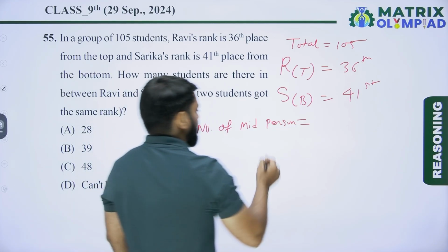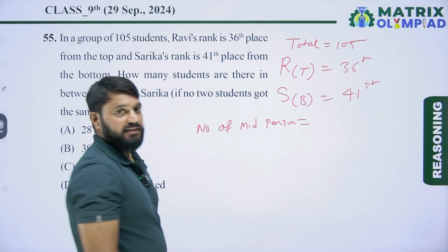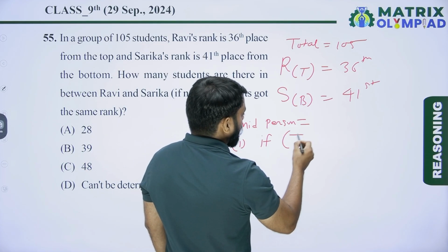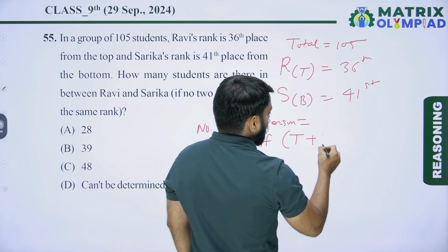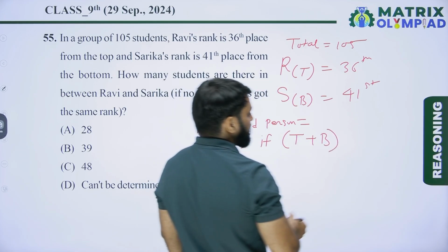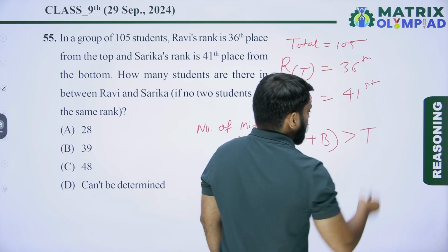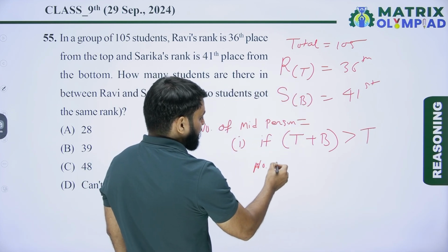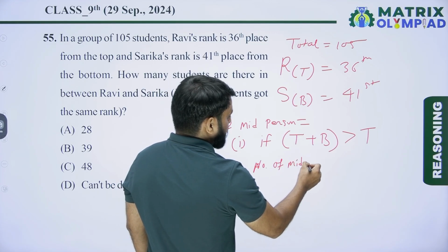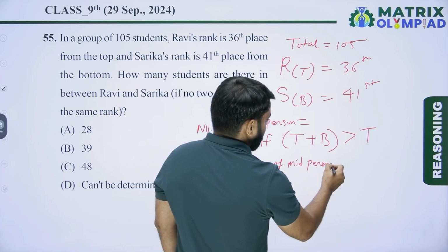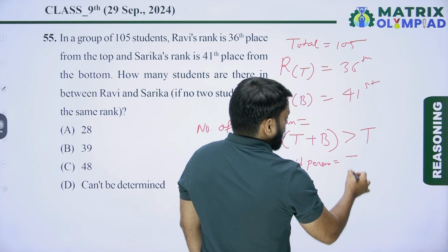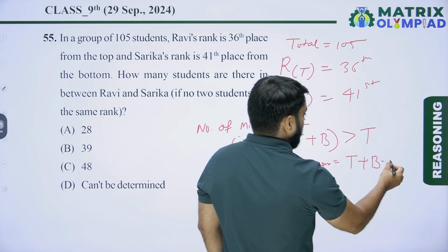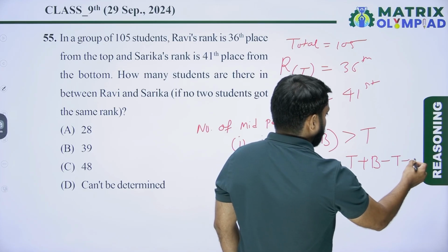There are two conditions for finding the number of middle persons. The first condition is if the top position plus the bottom position of the other person is greater than the total number of persons. So the number of middle persons is equal to the top position of the first person plus the bottom position of the second person minus the total number of persons minus 2.